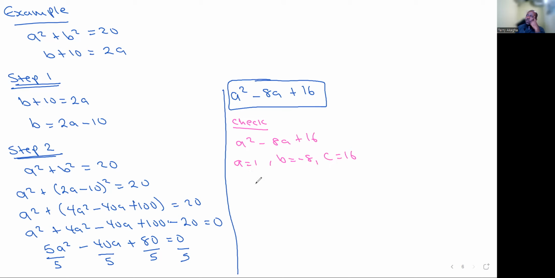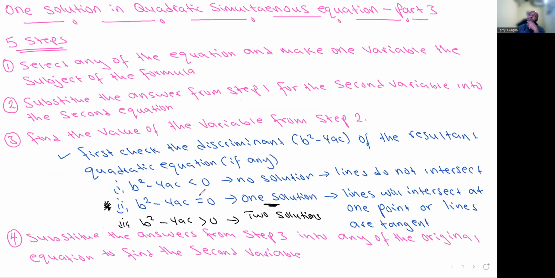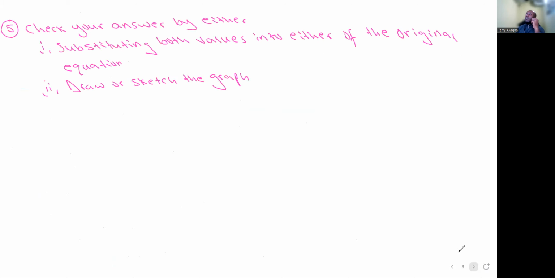So we know that b squared minus 4ac gives us minus 8 squared minus 4 times 1 times 16. This gives 64 minus 64, which gives us 0. That means when we solve this equation, we are expected to have just one solution. For the discriminant to be 0, we need one solution, and technically that was the reason why I selected this example. So we're going to go back and solve this now.